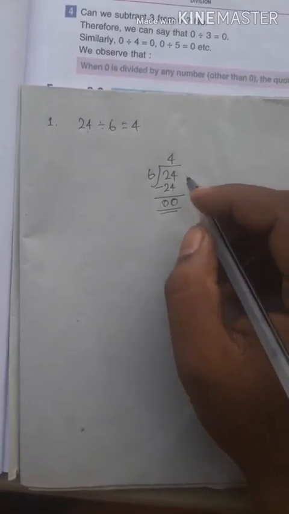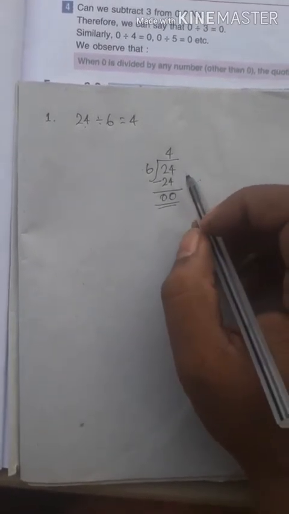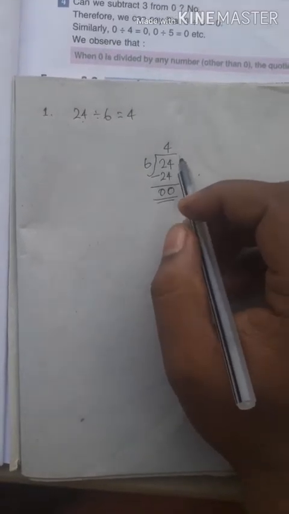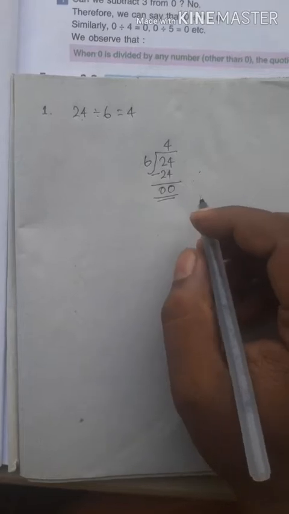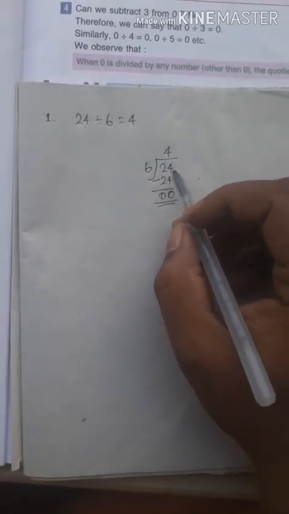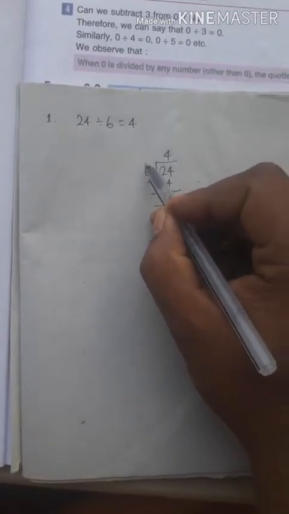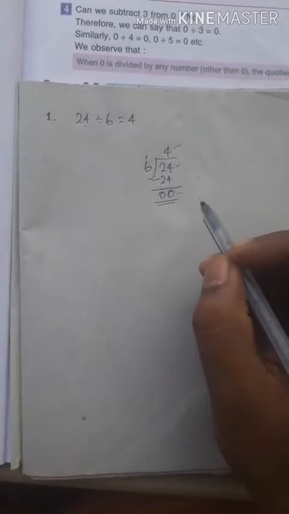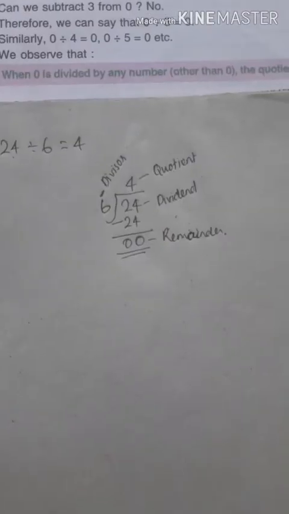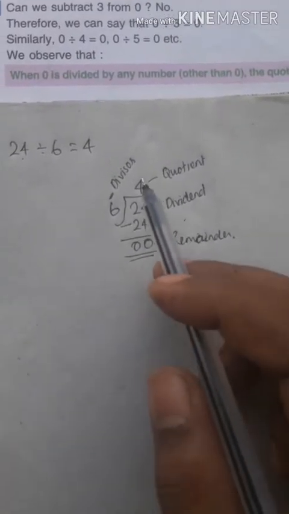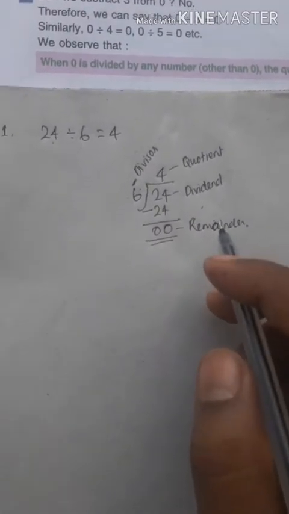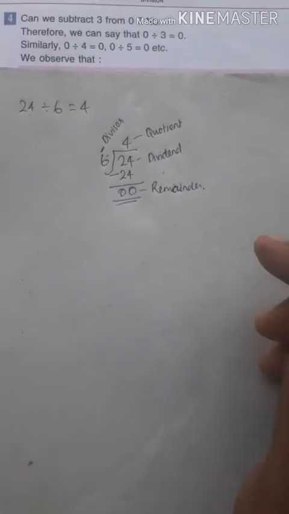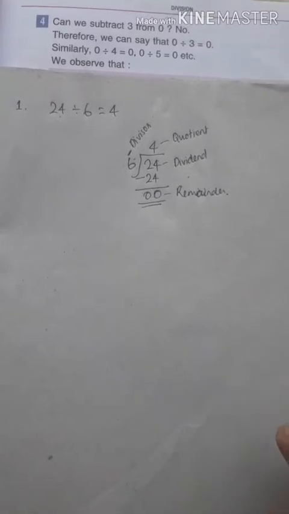So students, say which is the divisor, which is the dividend, which one is the quotient and what is the remainder here. This is the dividend, divisor, quotient and the remainder. Okay students, let us start the properties of division.